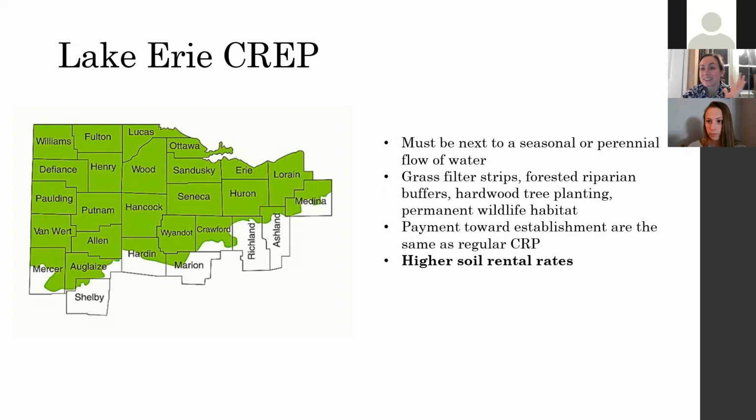But by kind of doing this special subset of CRP, you can take advantage of higher annual rental payments. So it has all the cost share and all of that, but this particular subset of CRP has higher payments that would bump those acres further up into the green.